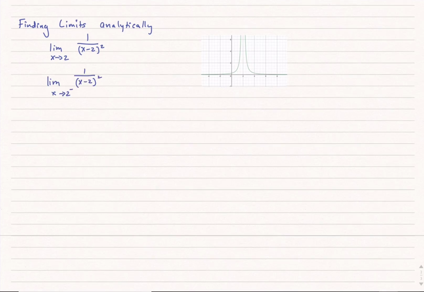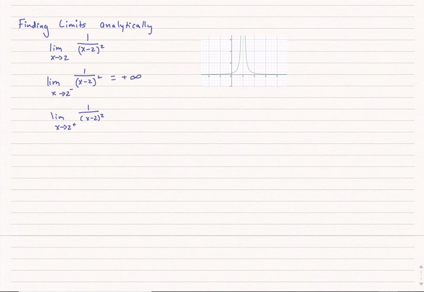So as x approaches 2 from the left-hand side, that means x would be 1.5, and then 1.6, and then 1.7, 1.9, 1.999 as we got closer and closer to 2. That number subtracted from 2 would be negative, but because we square it, it's a positive number. So this approaches 1 over 0, and the denominator is always positive. So that means this is going to go towards positive infinity.